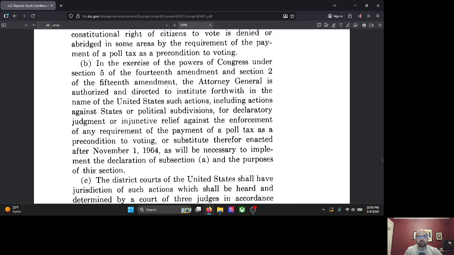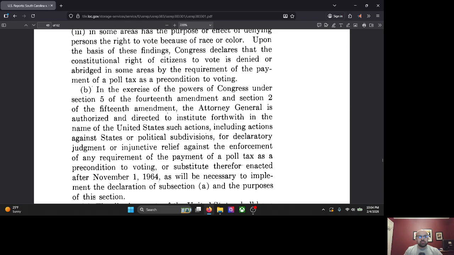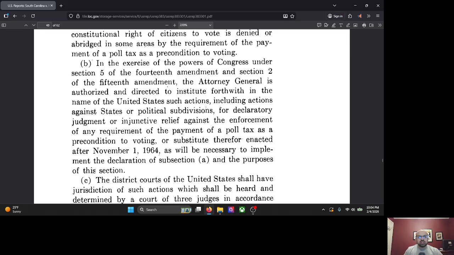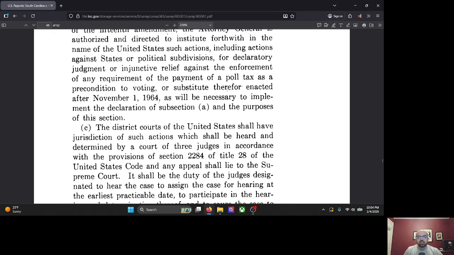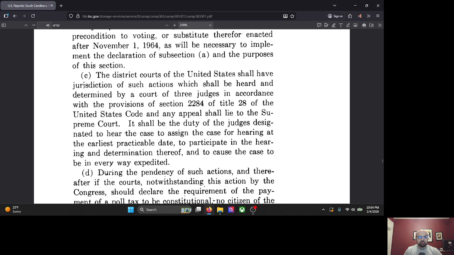B. In the exercise of the powers of Congress under Section 5 of the 14th Amendment and Section 2 of the 15th Amendment, the Attorney General is authorized and directed to institute forthwith, in the name of the United States, such actions, including actions against states or political subdivisions, for declaratory judgment or injunctive relief against the enforcement of any requirement of the payment of a poll tax as a precondition to voting, or substitute therefor, enacted after November 1st, 1964, as will be necessary to implement the declaration of subsection A and the purposes of this section.